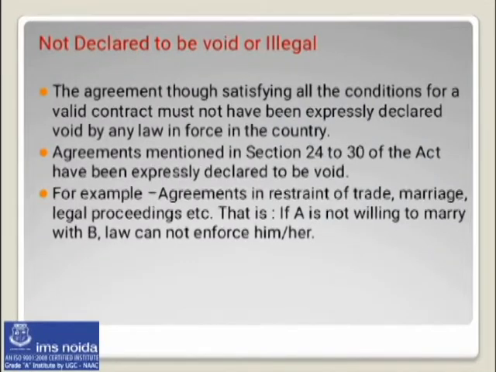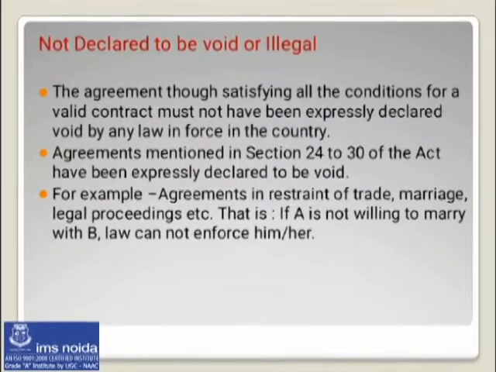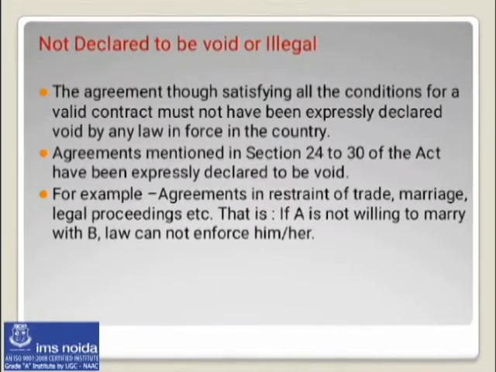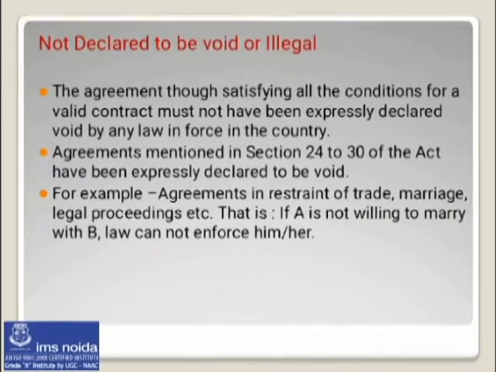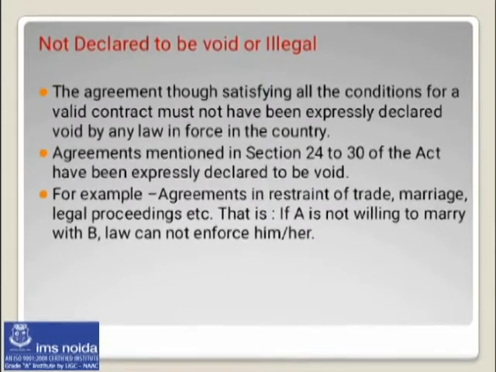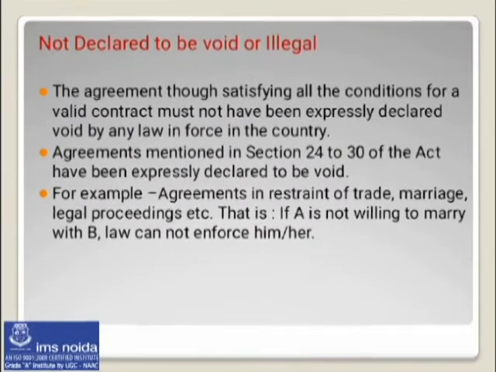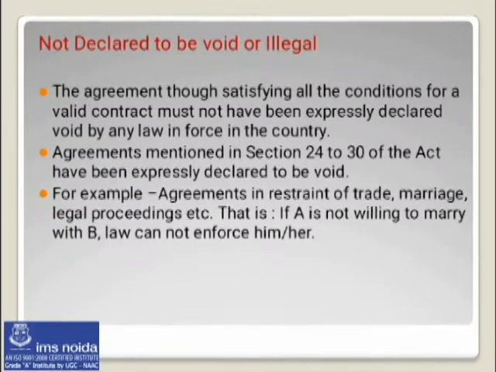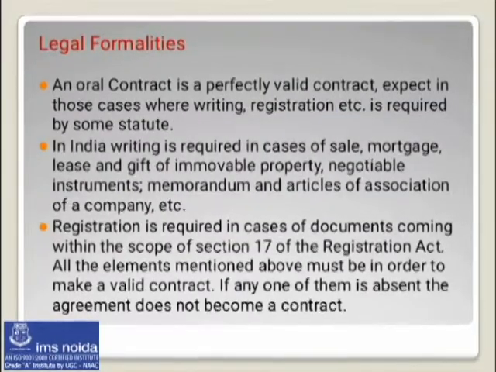Now the next point is not declared to be void or illegal. The agreement must not have been expressly declared to be void. The agreement, though satisfying all the conditions for a valid contract, must not have been expressly declared void by any law in force in the country. Agreements mentioned in sections 24 to 30 of the Act have been expressly declared to be void. For example, an agreement in restraint of trade, marriage, or legal proceeding, or those agreements which are not certain or capable of being made certain, or an agreement by way of waiver, or an agreement to do an impossible act, are also void.